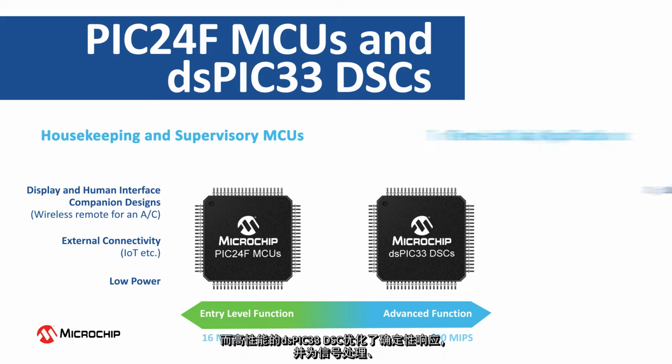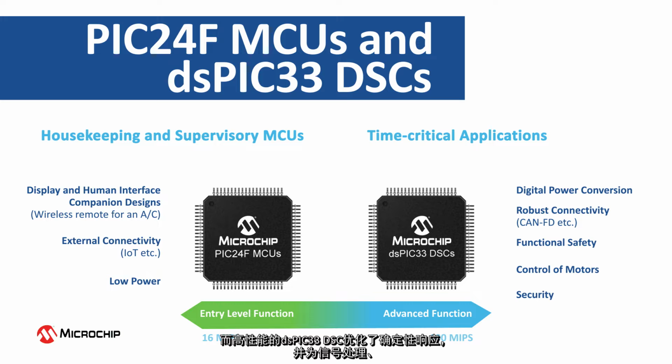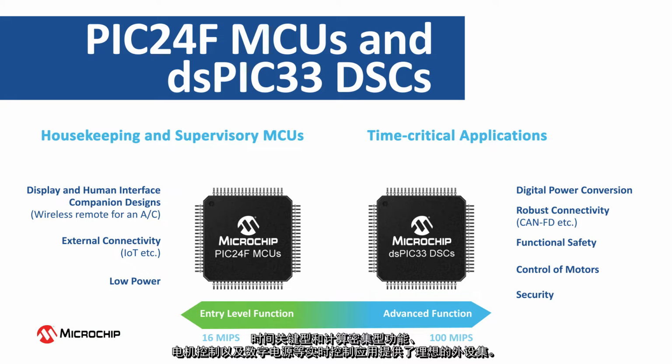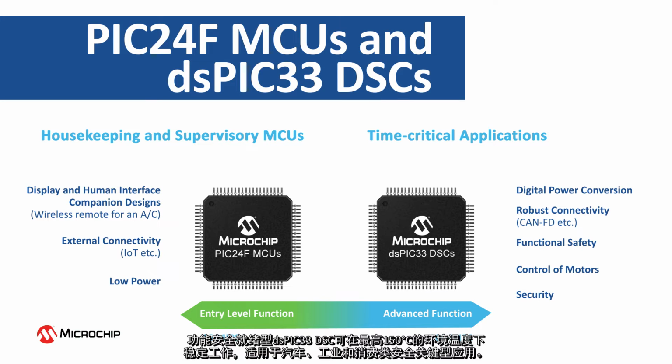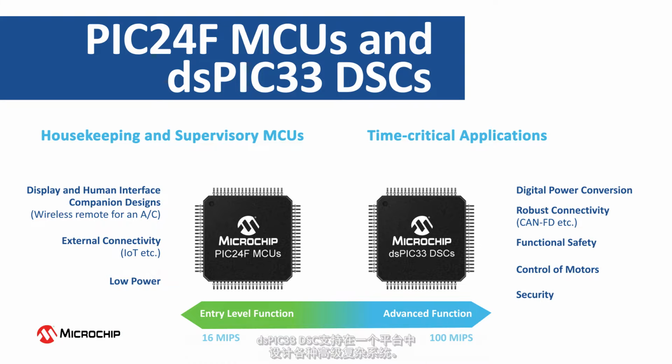On the other side, the high-performance dsPIC33 DSCs have optimized deterministic response and offer an ideal peripheral set for real-time control applications like signal processing, time-critical and computationally intensive functions, motor control, and digital power applications. The functional safety-ready dsPIC33 DSCs are suited for automotive, industrial, and consumer safety-critical applications and offer robust operations for up to 150 degrees Celsius. The dsPIC33 DSCs enable the designing of your advanced and complex variants in a platform.